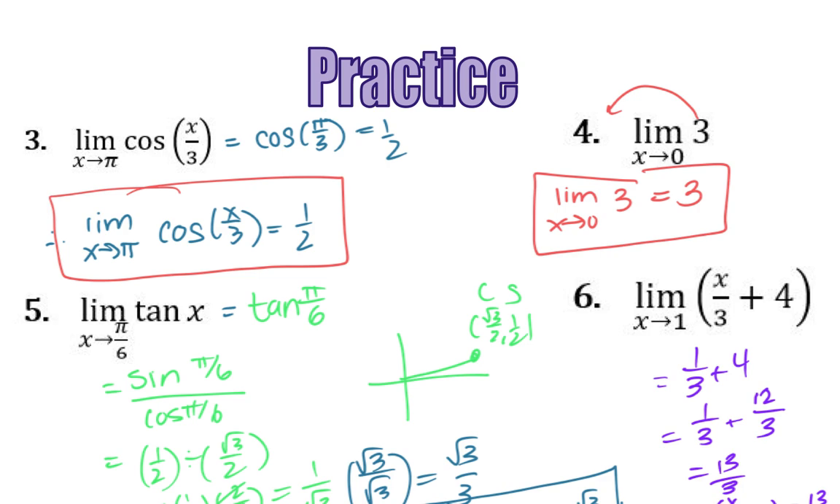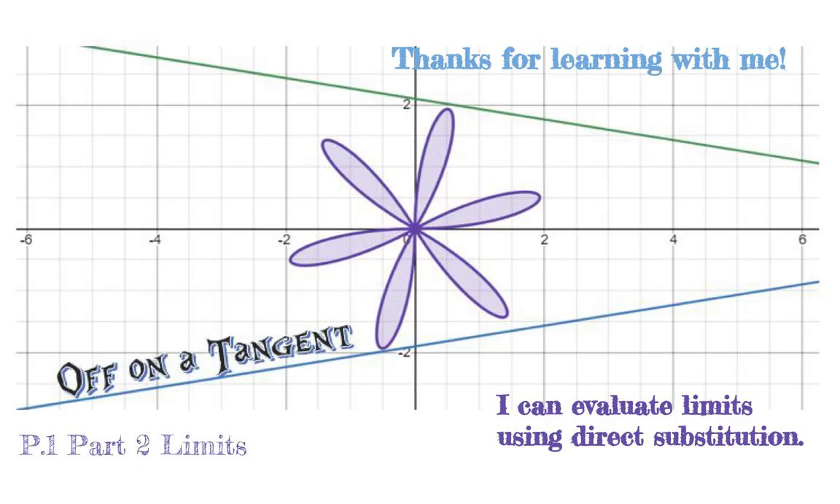So let's go ahead and wrap up this video. Our goal in this video was that we could evaluate limits using direct substitution. This property only works when the function is continuous. In the next lesson, we're going to talk about what to do if we can't directly substitute in because we don't have continuity. So go ahead and write down any questions you have, and I look forward to supporting you on this.